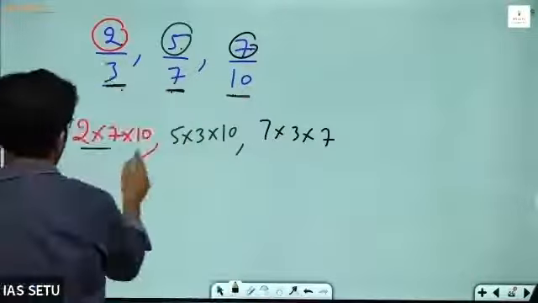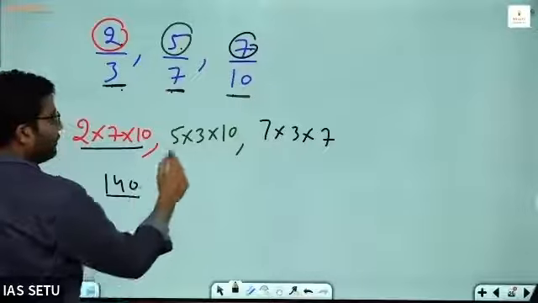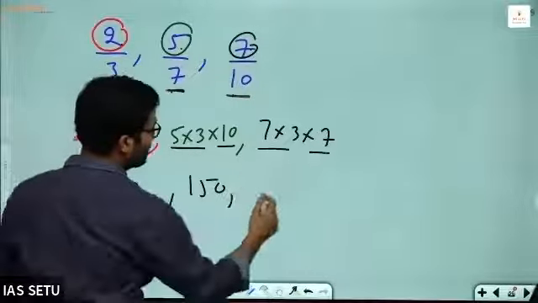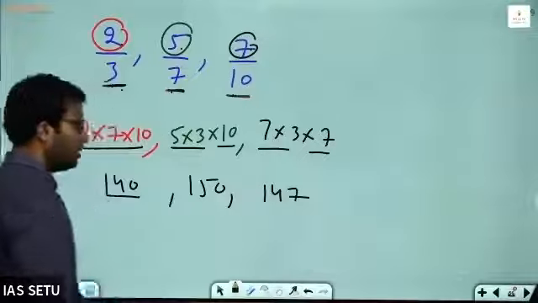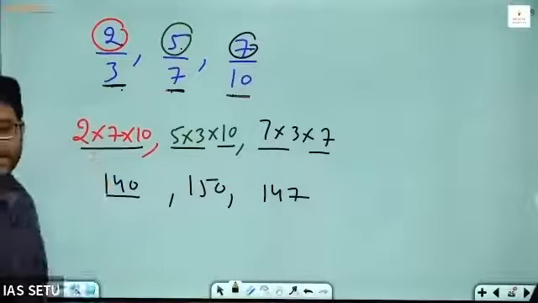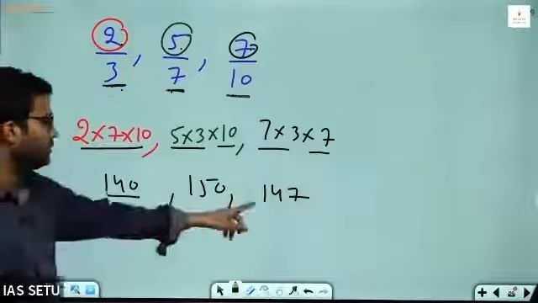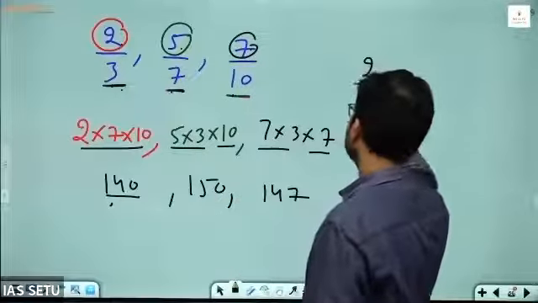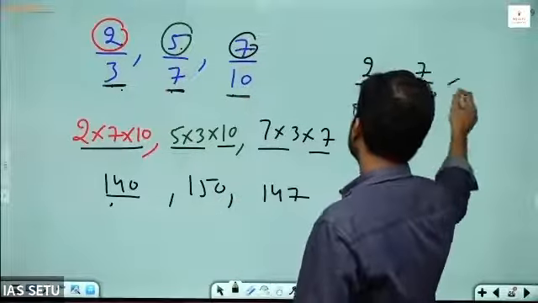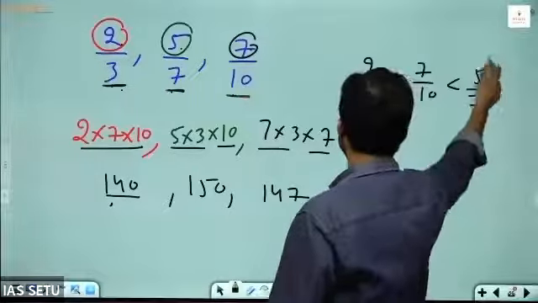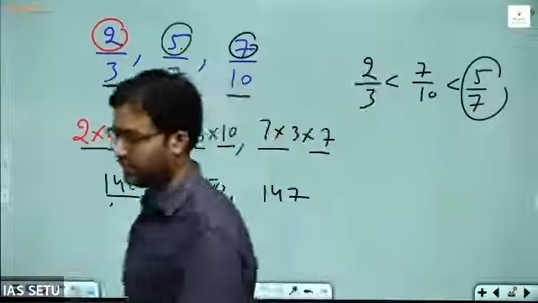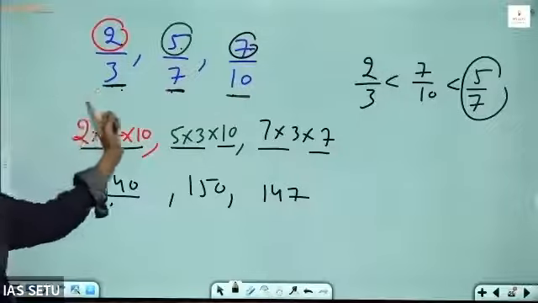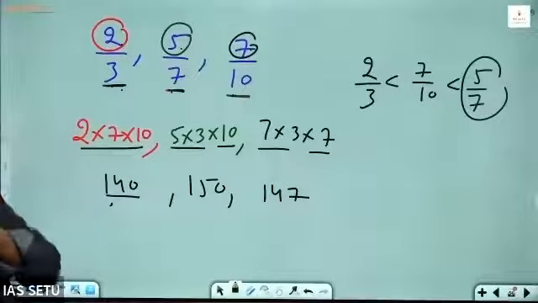So this is 14 into 10, 140. This is 15 into 10, 150. This is 21 into 7, 147. Now you arrange this in ascending descending order. This is the smallest, then this is the largest. So you can say 2/3 is smaller than 7/10, is smaller than 5/7. So 5/7 is the largest here. You have to multiply the numerator with the remaining denominator. That is the rule.